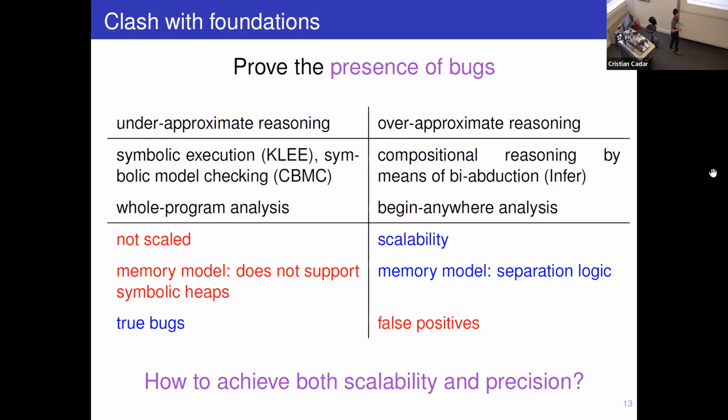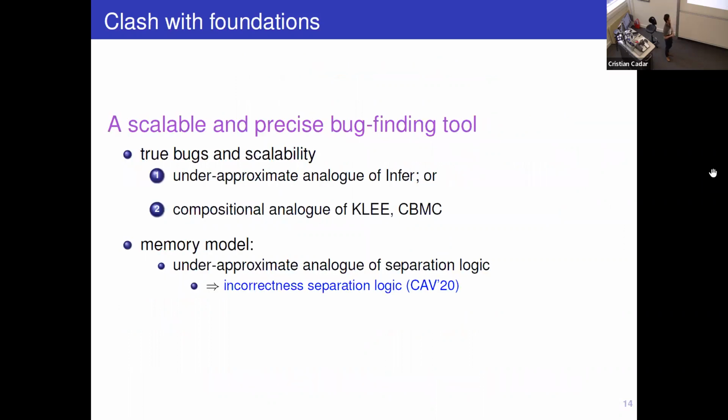So we put the two systems together, with their pros and cons, and we ask the question: how to achieve both scalability and precision, without many false positives? To have a scalable and precise bug-finding tool, maybe we have two options. The first option is an under-approximate analogue of Infer. So we say that we do under-approximation analysis. The second option is a compositional analogue of KLEE or CBMC.